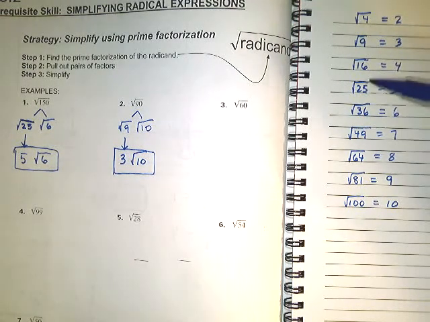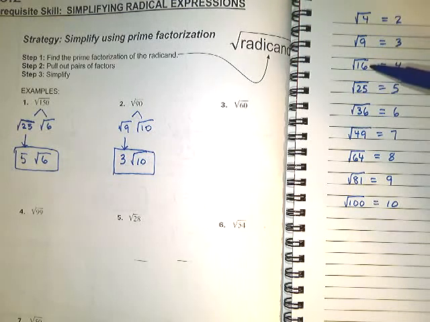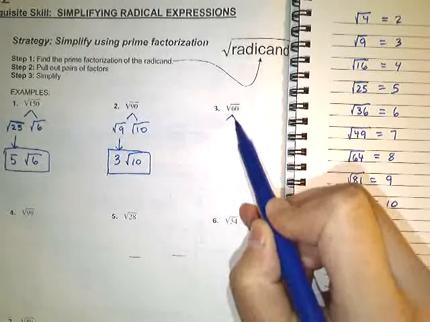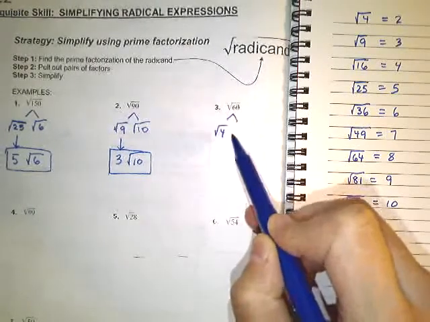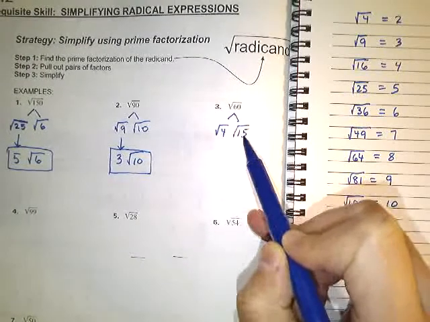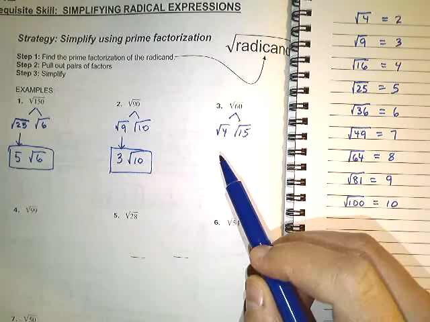Some of these other ones are obviously too big. 25 doesn't go into 60, 16 doesn't go into 60. So 4 seems to be the ticket. Since 4 times 15 is 60, then root 4 times root 15 equals root 60.